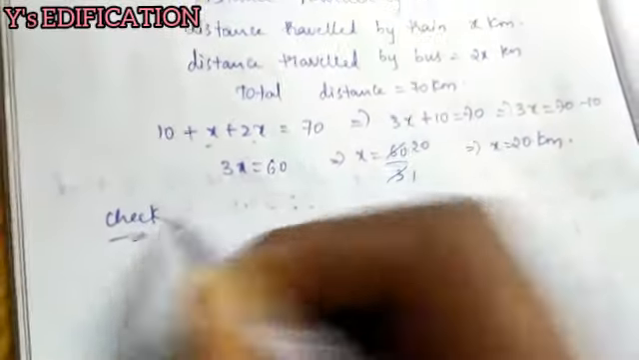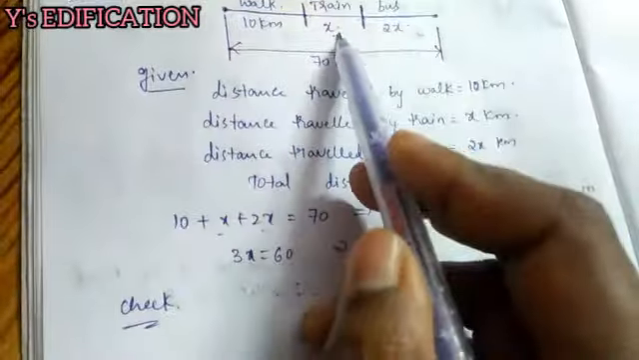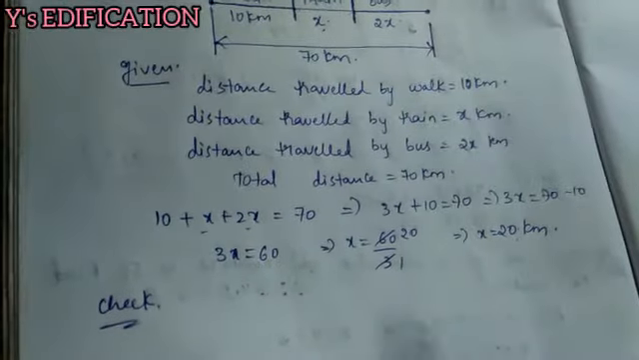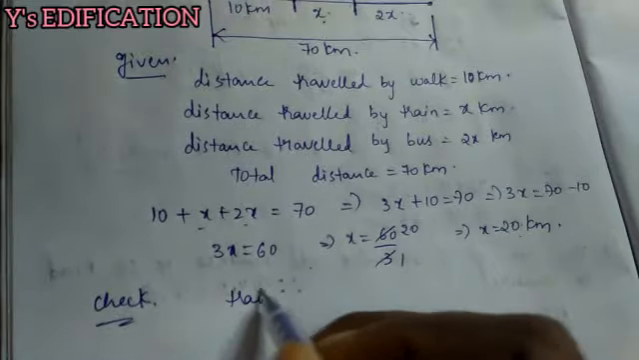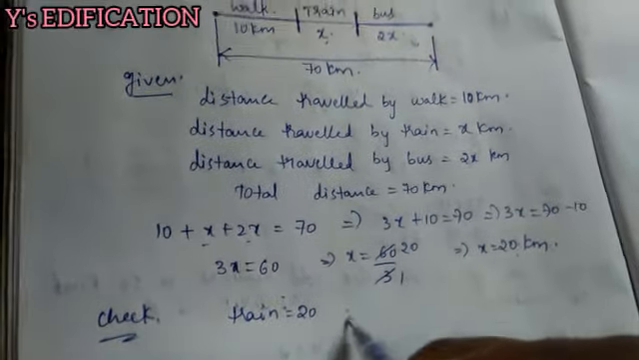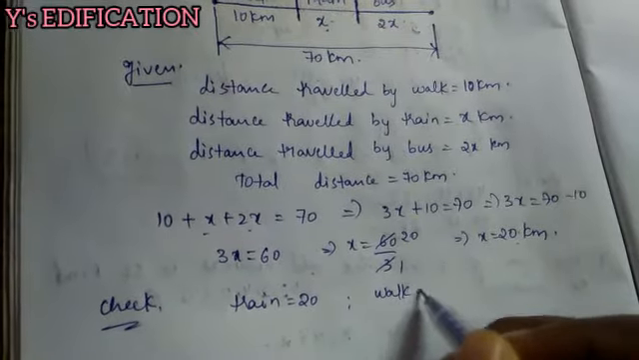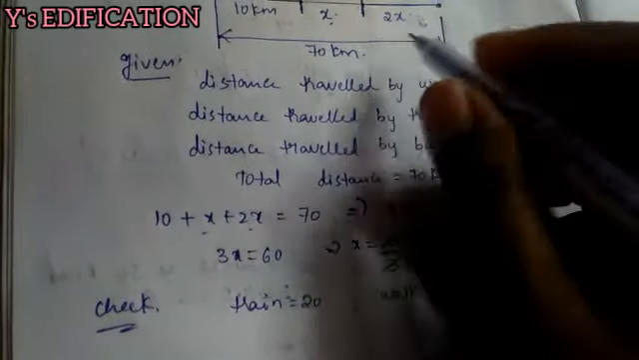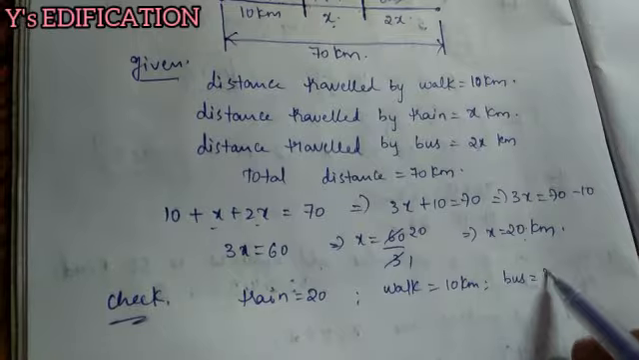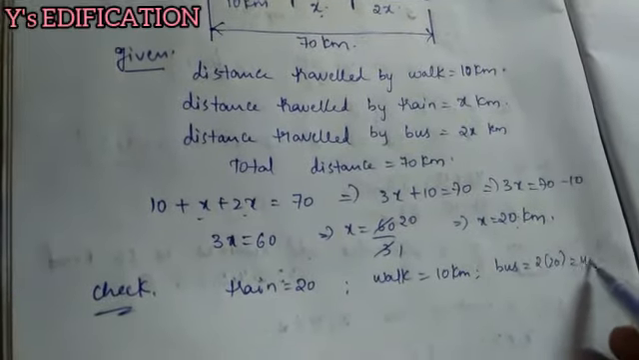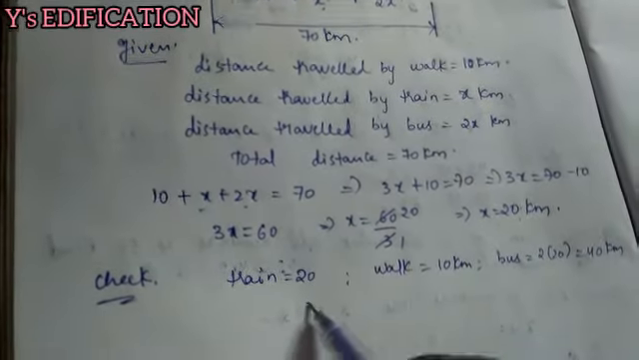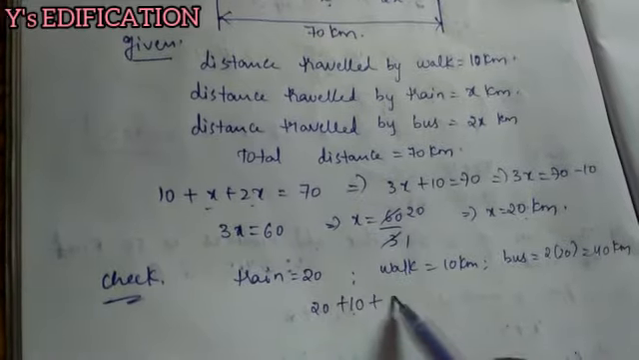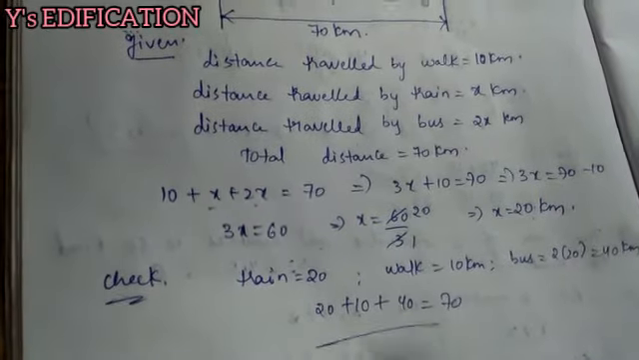If you want to check the answer, write the check. Here train distance is x, that means train is 20 kilometers. He went on walk 10 kilometers. What is the bus distance? 2 into x, x means 20. So 2 into 20 is 40 kilometers. Now add all this. 20 plus 10, 30. 30 plus 40, 70. Got it?